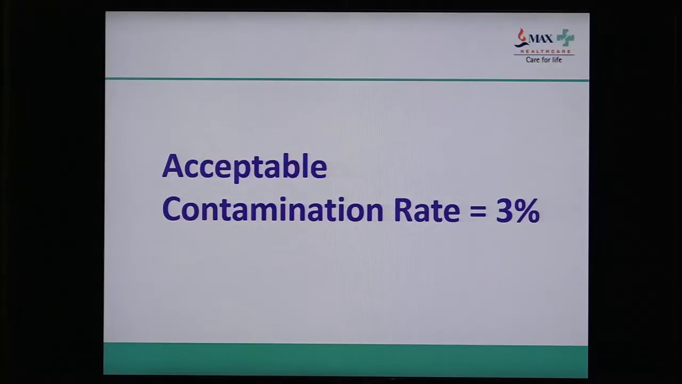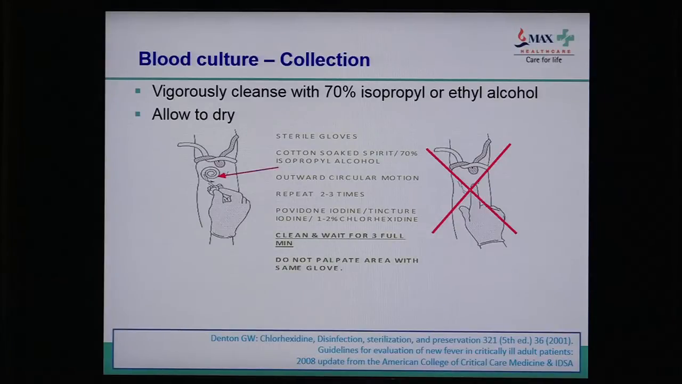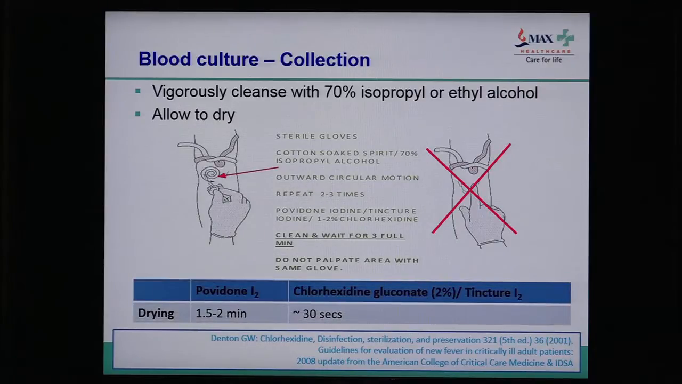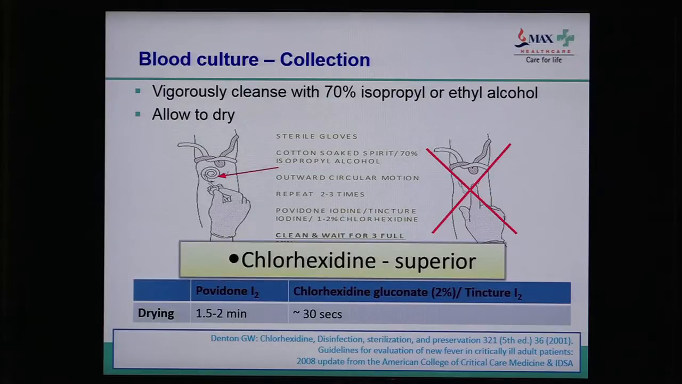The acceptable contamination rate is 3%, so we should definitely have less than 3%. For collection of samples, vigorously clean with 70% alcohol. Mainly these are for phlebotomy purposes. Clean, wait for three full minutes, and don't palpate the area with the same gloves. These are mainly for the phlebotomist, on how we collect the samples. Use povidone-iodine, then chlorhexidine; 30 seconds is sufficient. Chlorhexidine is superior, so we have to use chlorhexidine.